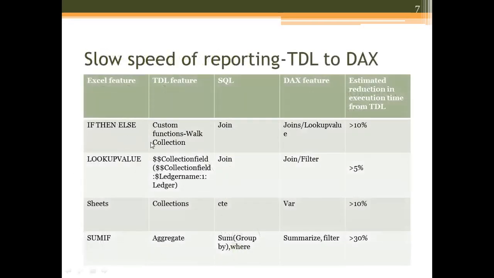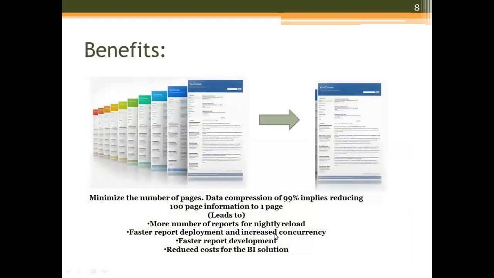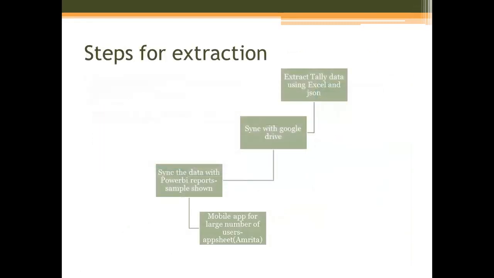This is in brief how the conversion is going to take place between SQL and Tally. Collections will be replaced by VAR at the DAX level. This is the core of how Microsoft compresses the data. It will take 100 pages of Tally report and make it into one page, so that the reporting is very fast. So the first step is, we will extract the data using Tally, Excel, and JSON. Then we will sync it with Google Drive, and sync the data with Power BI reports.